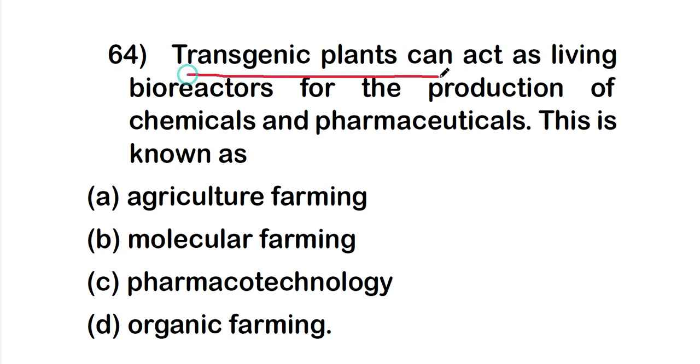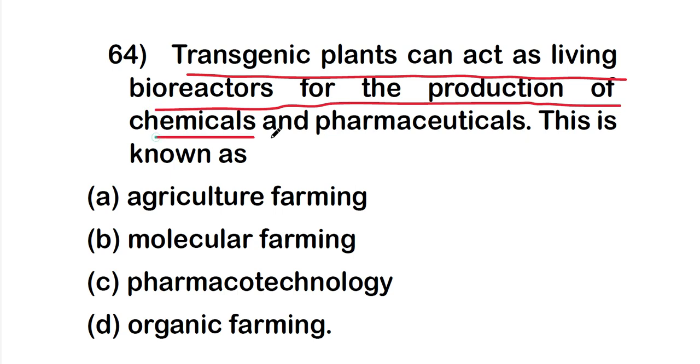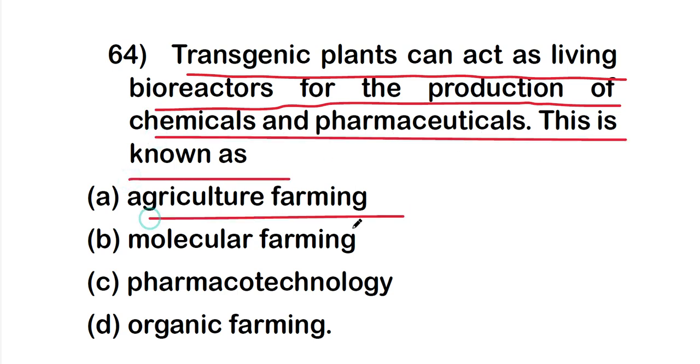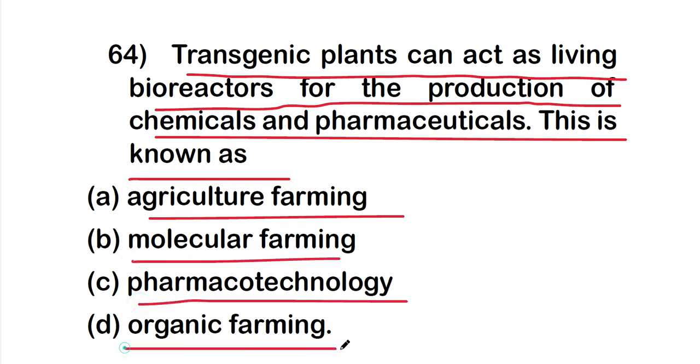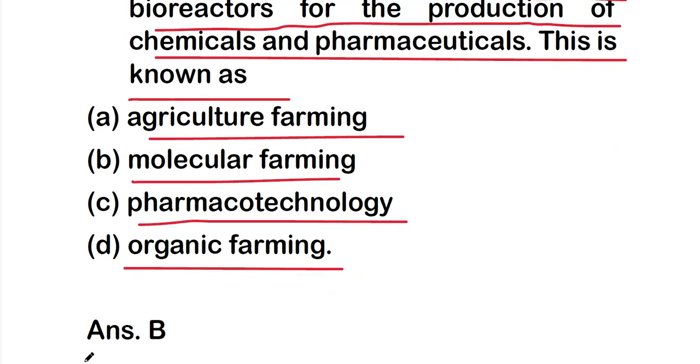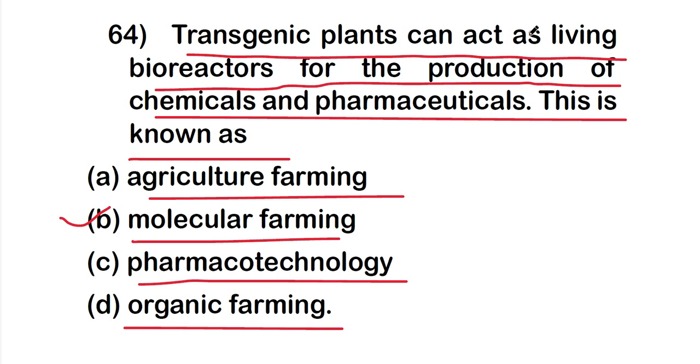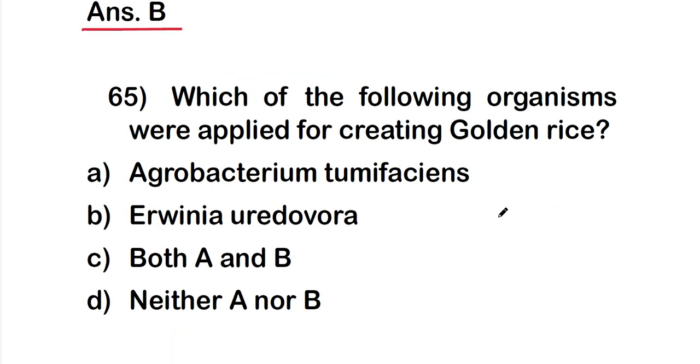Transgenic plants can act as living bioreactors for the production of chemicals and pharmaceuticals. This is known as agriculture farming, molecular farming, pharmacotechnology, or organic farming, and the right one is option B, that is molecular farming. So transgenic plants acting as living bioreactors for the production of chemicals and pharmaceuticals is known as molecular farming. Okay, so let's move on to question number 65.